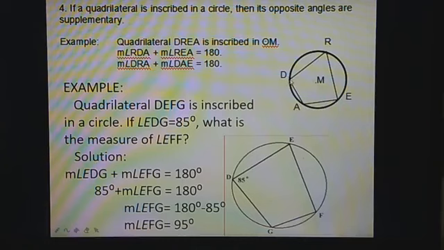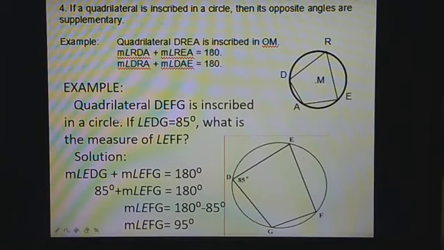So ibig sabihin, if we add angle D plus angle E, this is equal to 180 degrees. Then angle R plus angle A, that is also equal to 180 degrees. So through the use of this relationship, opposite angles are supplementary, we can find the measure of the unknown angle of a quadrilateral inscribed in a circle.